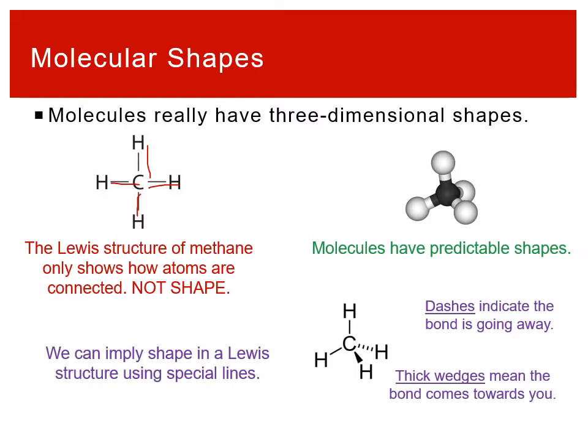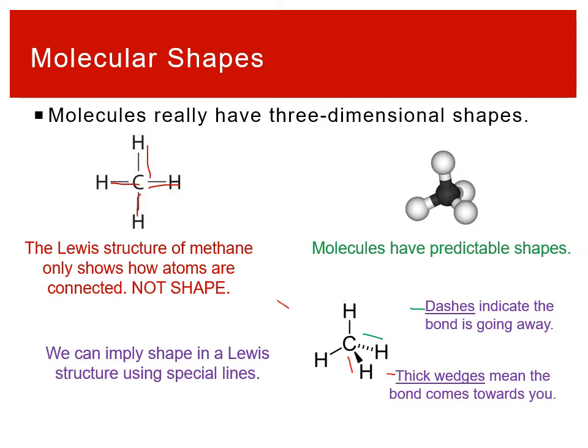If we want to draw Lewis structures in such a way that we imply shapes, we can use these special lines. The special lines we're going to use are, first, what we call dashes. So that's this one going here. The idea here is these dashes are showing that this bond is going into the page, going away from us. And then we also have these wedges. The thick wedge is coming here. This hydrogen is coming out at us.